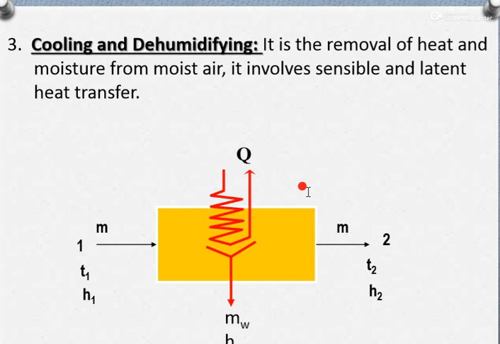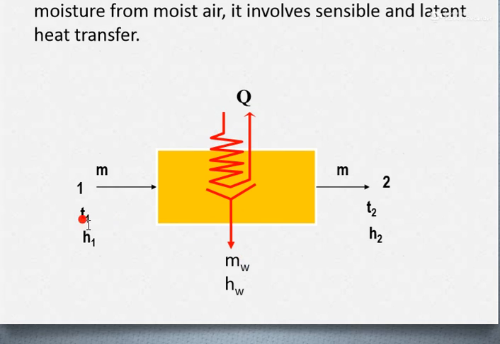Next is cooling and dehumidification. In this process cooling is also done and dehumidification is also done. Both processes are being done simultaneously. Again you can see that at inlet condition T1 is given, H1 is given, and at outlet condition T2, that is the dry bulb temperature, and H2, that is the enthalpy, is given. Heat is being taken out because this is the cooling process, and moisture is being removed, mw, that is the mass of water or mass of moisture, and hw is the enthalpy of moisture.